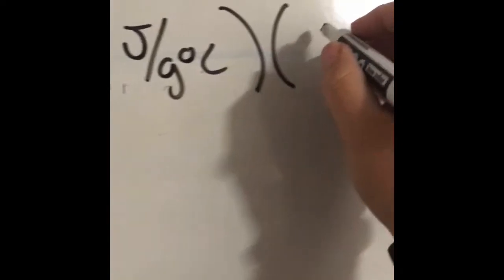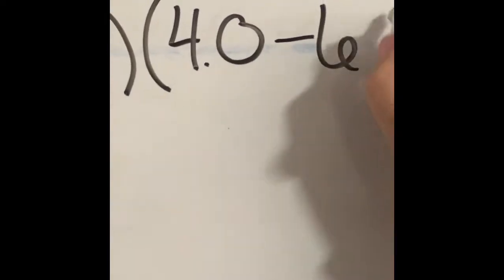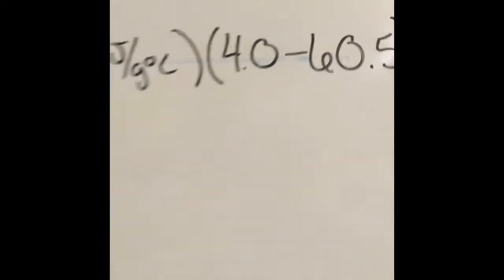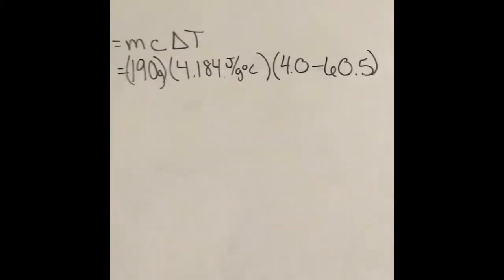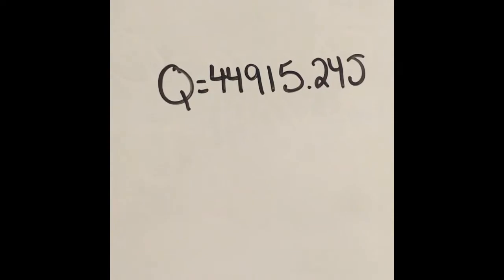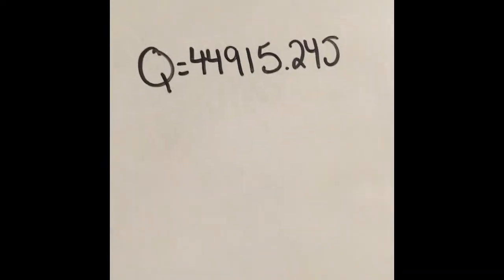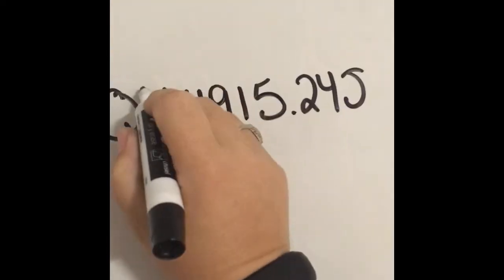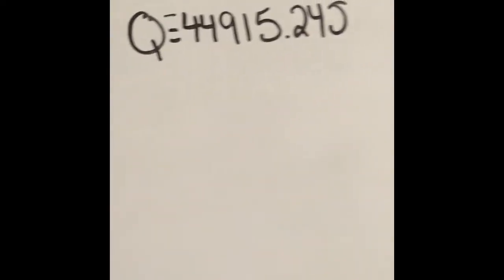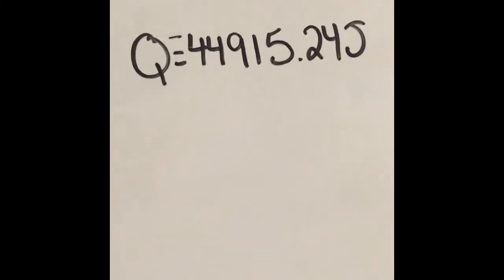And then our change in temperature, we should have ended on 4. So this group ended on 4. And we began at 60.5 for this team's data. And then you will simply calculate that. Okay, so this is where we ended, and we calculated our energy, and it was negative from the change of temperature. It was because it began at 60.5 and ended at 4.0.